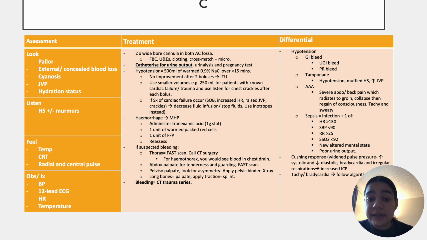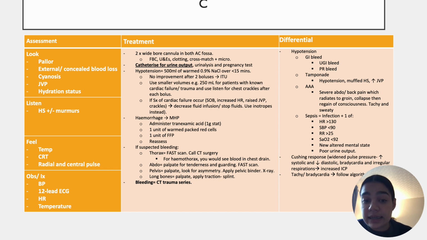If the patient is hypotensive, you want to give them a bolus of fluid over less than 15 minutes, or really as fast as it will go. And if there's no improvement after a couple of boluses, you want to be contacting ITU for the consideration of inotropic support. You might have to use smaller volumes of fluid for people who are very frail and very small, or who have cardiac failure. But if the patient has these symptoms, such as shortness of breath, increased heart rate, raised JVP, you might have to decrease the fluid infusion or use inotropic support instead.